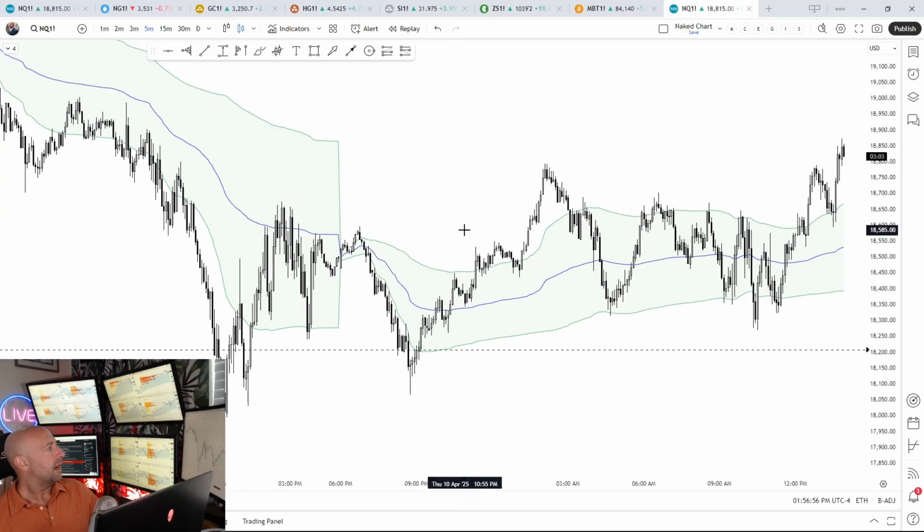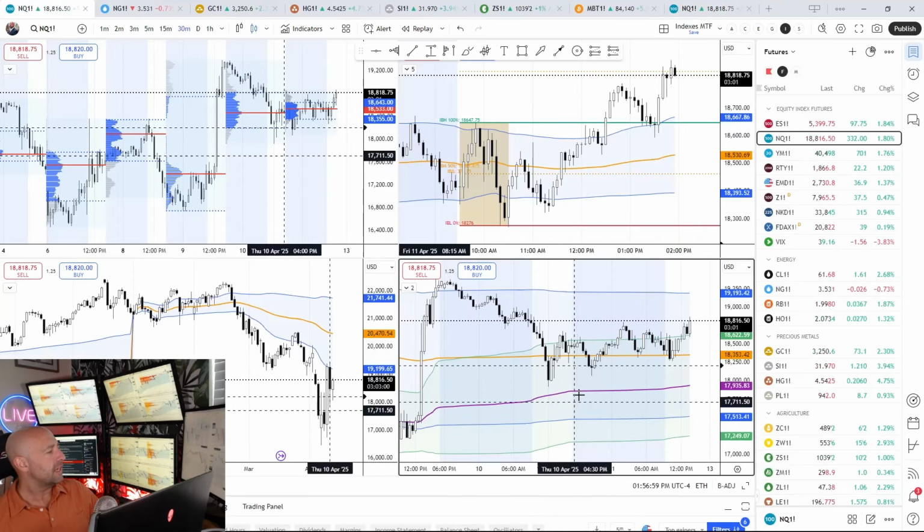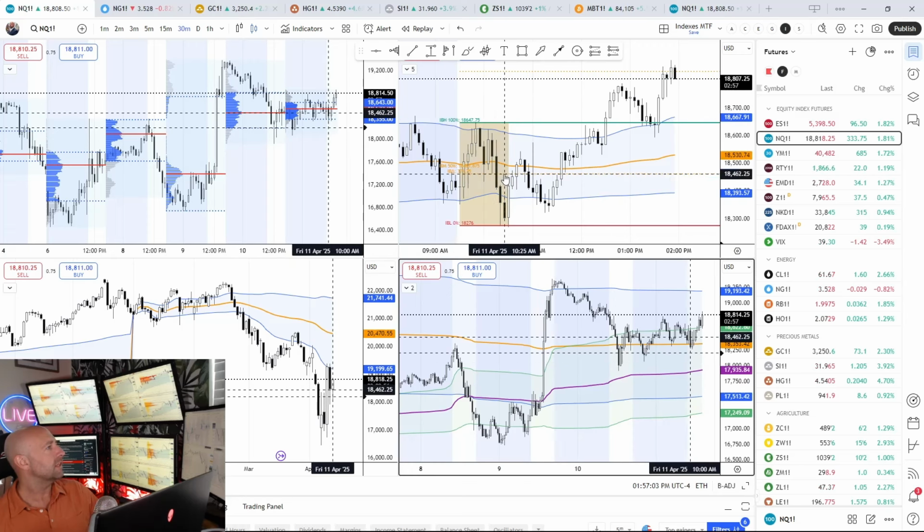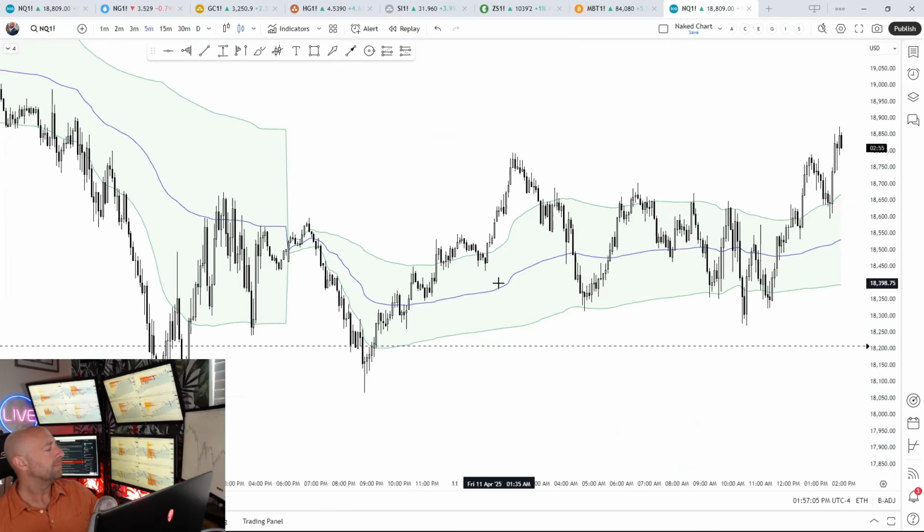Even on the longer sessions, you can see how these levels are respected and often used to give confluence on the shorter time frame.